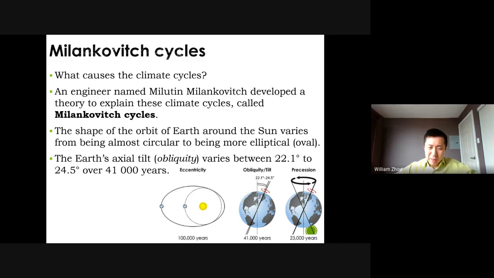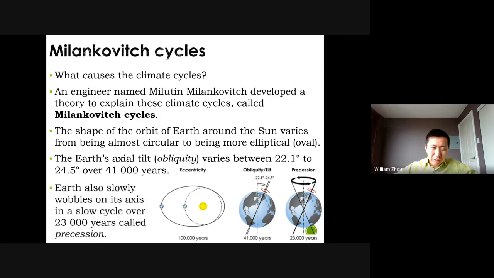That changes over time. And then lastly, there's something called precession. It is the last picture, the last planet to the right. The Earth's axis wobbles in a circle, just like a spinning top. If you spin a top, it will spin steadily initially. As it slows down, it's going to start to wobble. And this wobble also changes the climate.